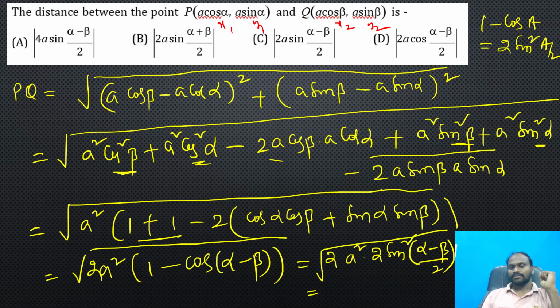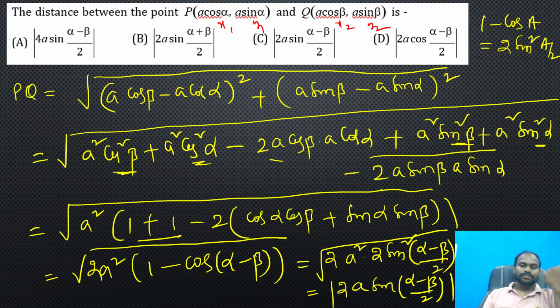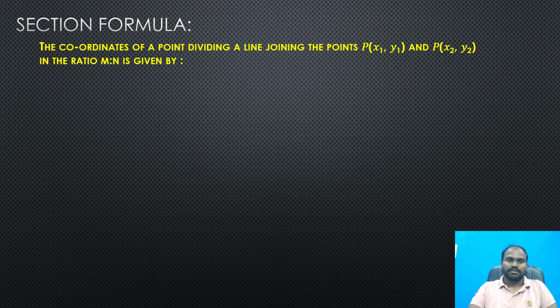So what is the answer now? 2 times 4 under root, that means 2. So root A square is A, and sine square gives the modulus of sine of (alpha minus beta) by 2, because it's going to be plus or minus. So 2A sine of (alpha minus beta) by 2 will be the answer. So the third option, you can see that. Right? This is how we can use a combination of trigonometry and coordinate geometry in a single question. Right, students?